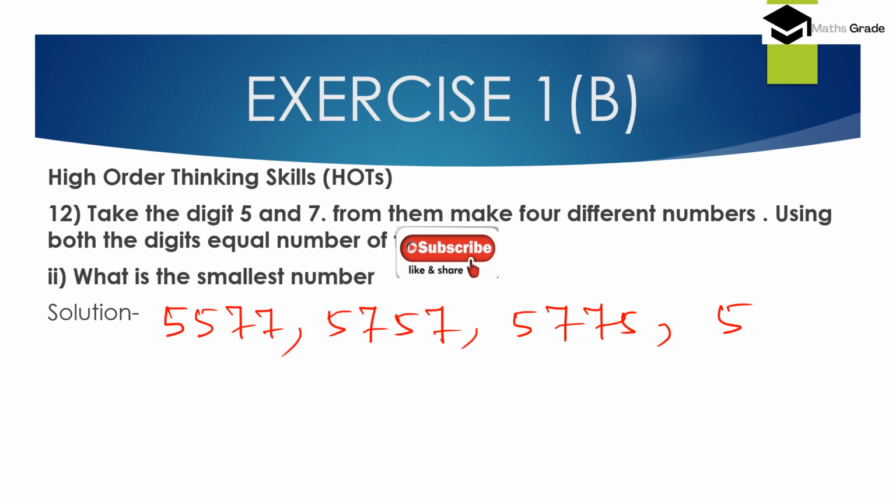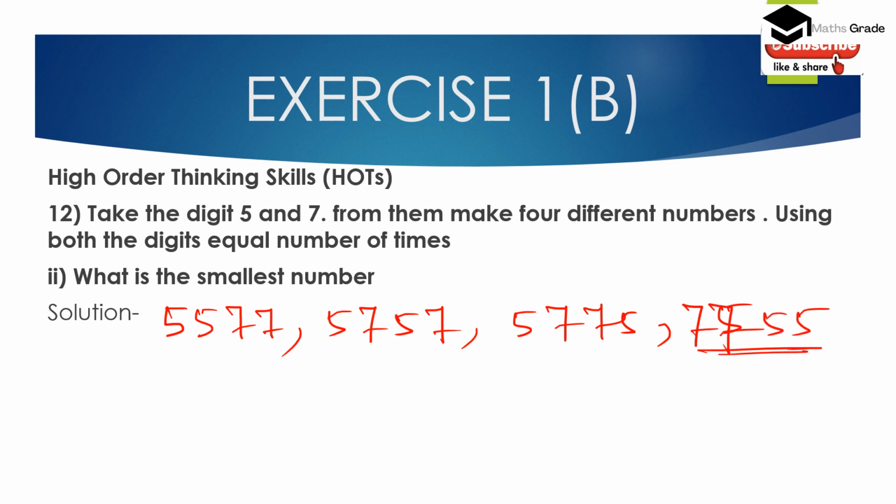Five, seven, five, seven. If we start with 7, 7, 5, 5. Now the smallest among these numbers is 5, 5, 7, 7, because 5 is at the 1000 place, and after that the digit 5 is at the 100 place. So this is the smallest number. The smallest 4 digit number using the digits 5 and 7 an equal number of times is 5577.